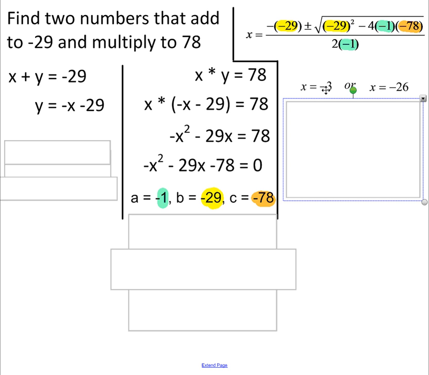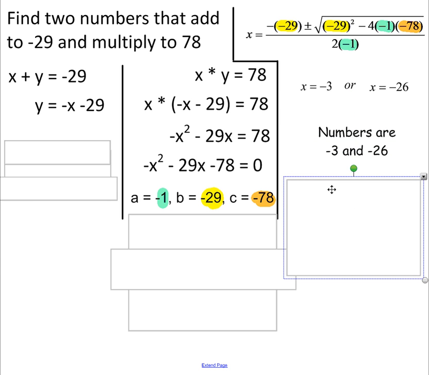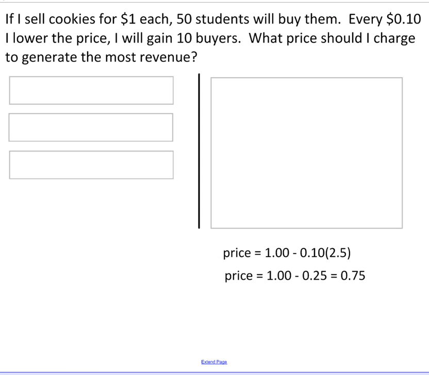If we put in negative 3 for one of our values and multiply that times negative 26, it does come out to a positive 78. So the solutions that we're looking for, the two numbers that add together to negative 29 and multiply to positive 78, are negative 3 and negative 26.